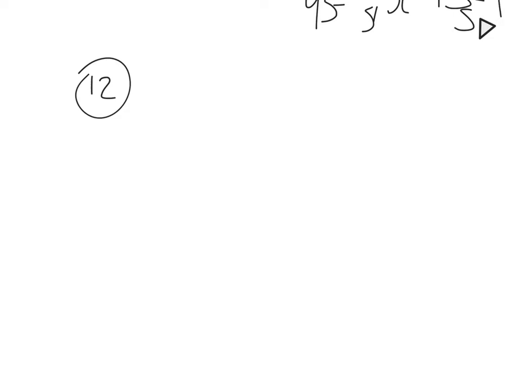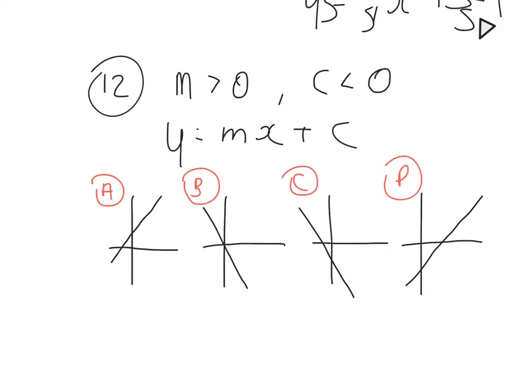Okay, question 12. This time, from a bunch of diagrams, we're going to identify which diagram could represent the information given in the question. Let's say the question was worded a bit like this. The gradient of a straight line is greater than 0. Its y-intercept is less than 0. The equation of the line is y equals mx plus c. Now the question might say, which of these could represent the equation of the straight line?